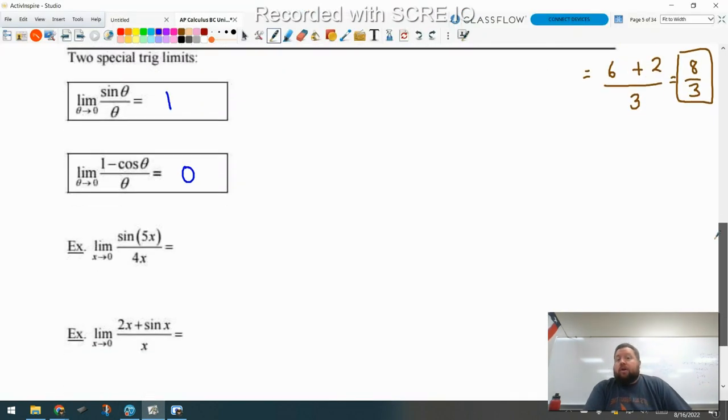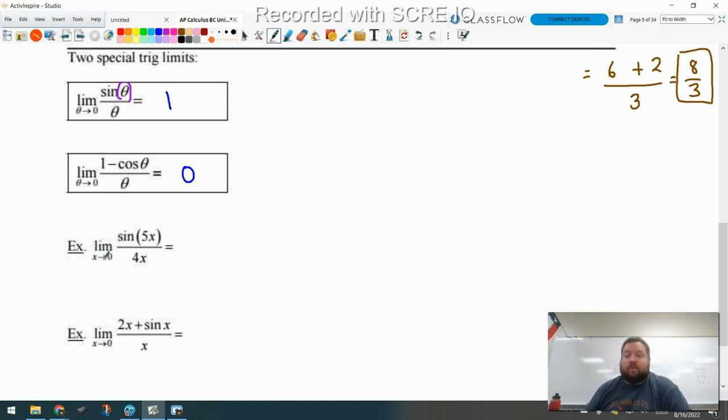All right, so what you need to be able to do is memorize those and then apply them to a problem. So here's a couple problems. So this one deals with the sine theta over theta. Notice they use the letter x. It doesn't matter what the variable is. What matters is that whatever's inside the sine function, theta, has to match whatever's on the denominator. So we have a 5x inside. We can't change that. That has to stay 5x. We can change the one on the bottom. So they're not the same. That's a problem. We need to make them the same.